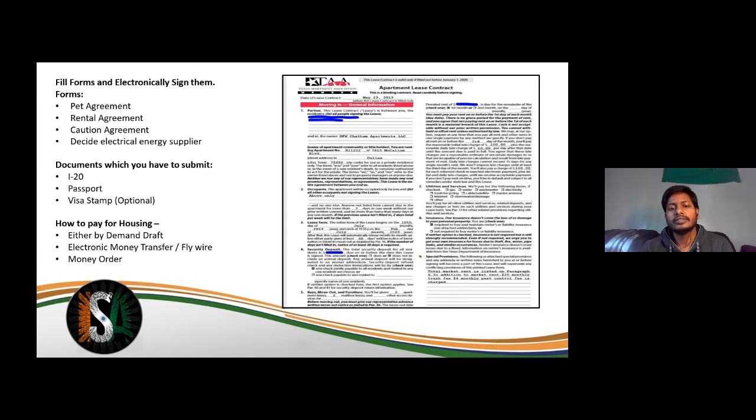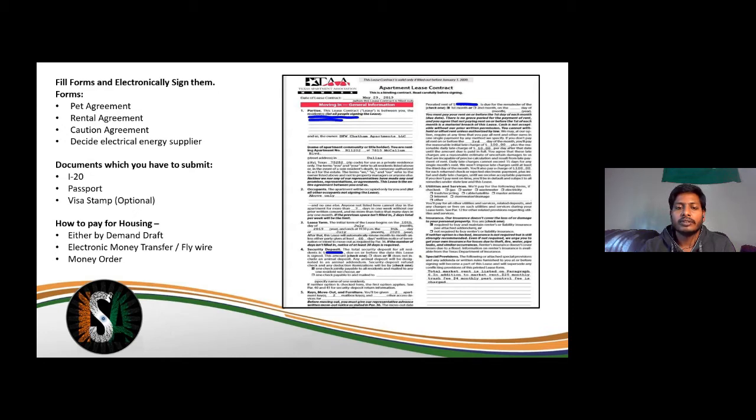And the documents you generally need for signing any lease are your I-20, that all of you have, your passport, which you definitely all have, and your visa stamp as well. That is optional. It's not mandatory for most communities, but one or two communities might require your visa as well.